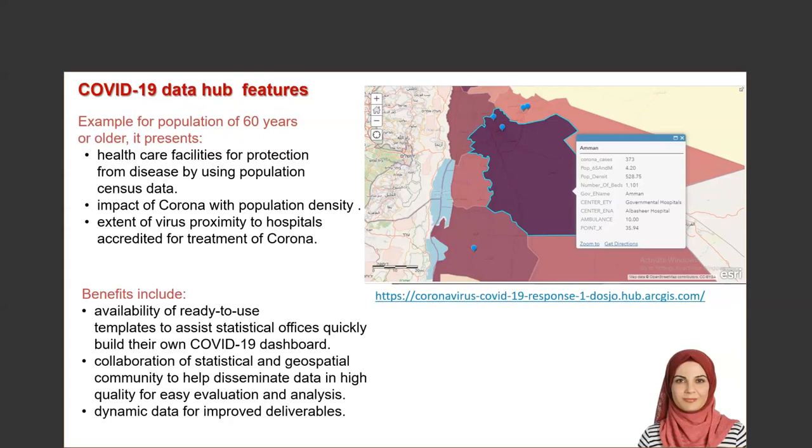So we can summarize the benefit of developing this example by the availability of a ready-to-use template to assist statistical offices to quickly and easily build their own COVID-19 dashboard. Also, the collaboration of the statistical and geospatial community to help disseminate data in high quality, with easy evaluation and analysis, in addition to dynamic data for improved dissemination methodology.